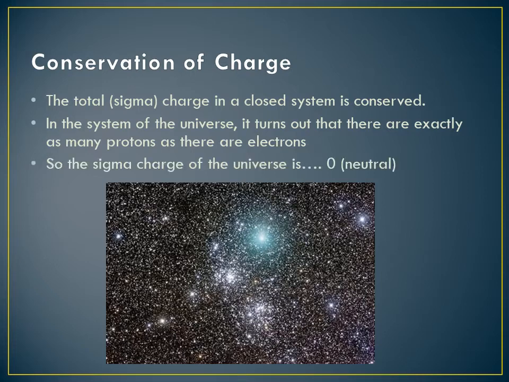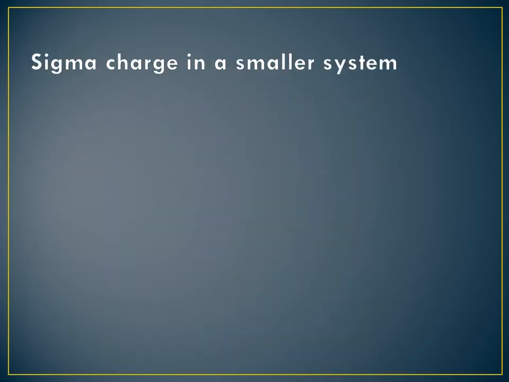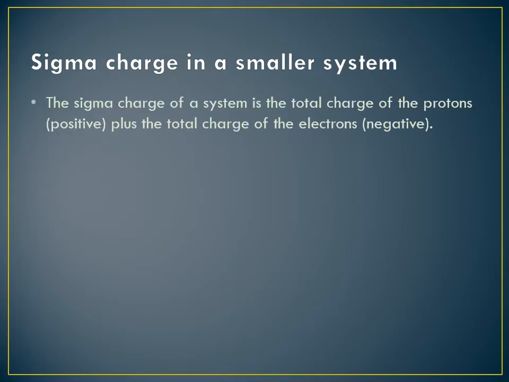In any case, the sigma charge of the universe is 0, because for each proton there's one electron, and those charges are equal and opposite. So the universe is a system of charges that have a total charge of 0. Smaller systems, of course, might not be balanced. They might not have a sigma charge that's 0.